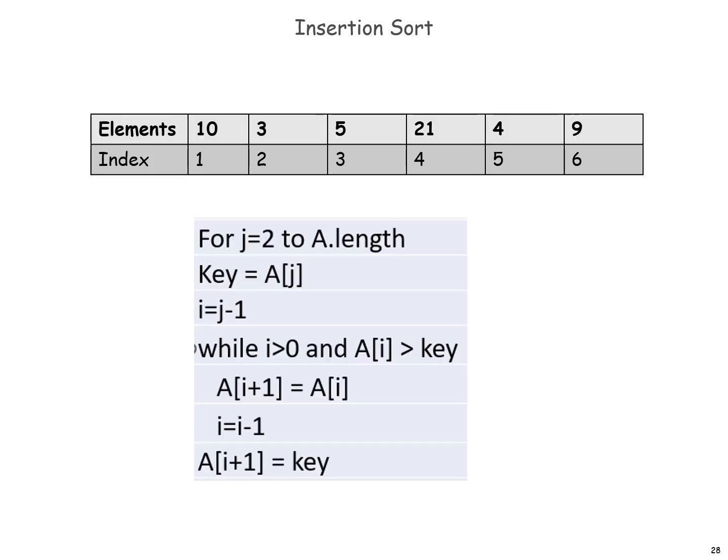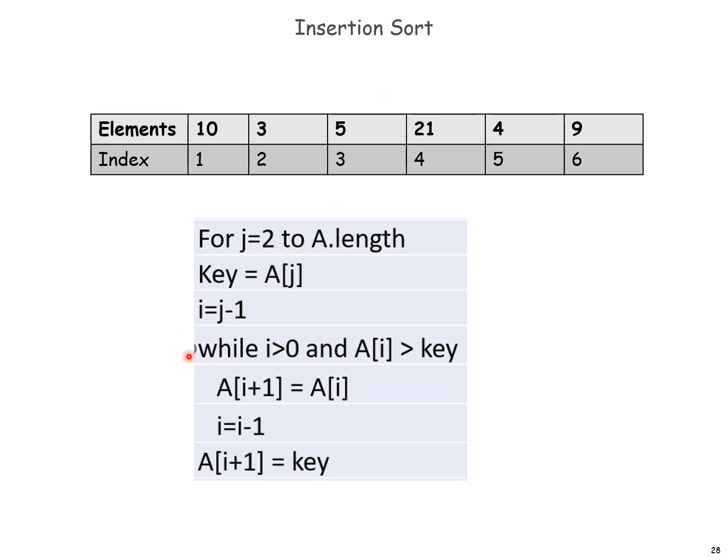Here we have insertion sort. We assume that the first item is already sorted, so we are going to take the second item till the last item for sorting. So j is equal to 2 to length, from the second item till the end. As we assume that the first item is already sorted, each item from the second item will in turn be the key. So key is equal to A of j.